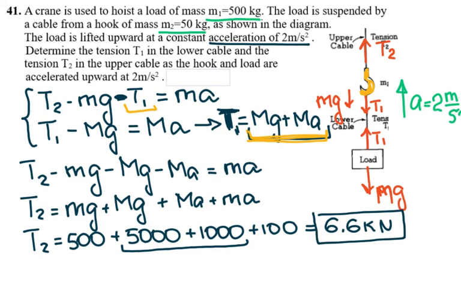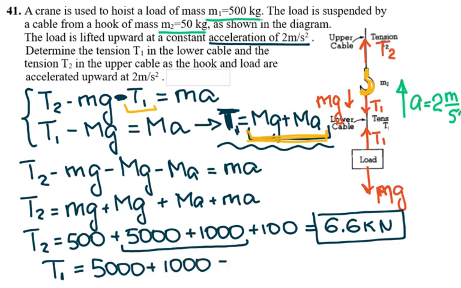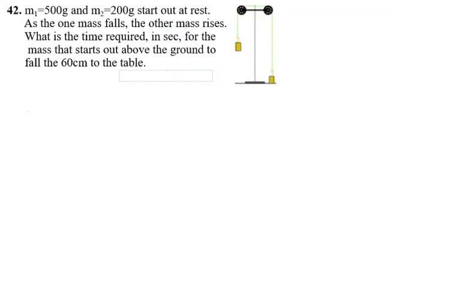And for the force in T1, I didn't need much, so I could just solve the whole thing right here. I have mg, which is 5,000, and I have ma, which is 1,000. So that gives me 6 kilonewtons, or 6,000 newtons. So I'm just going to write kilonewtons. So that is T1.